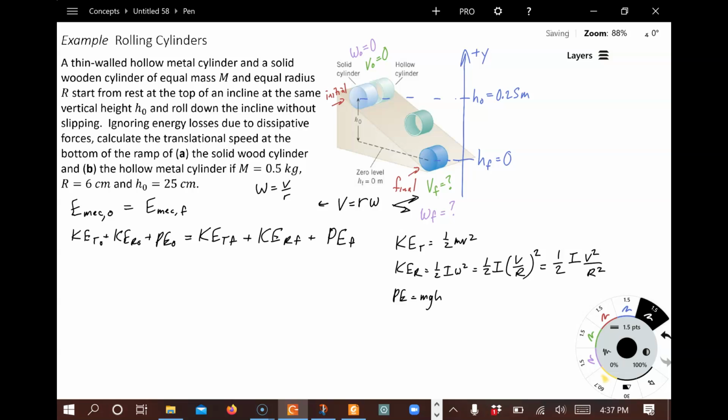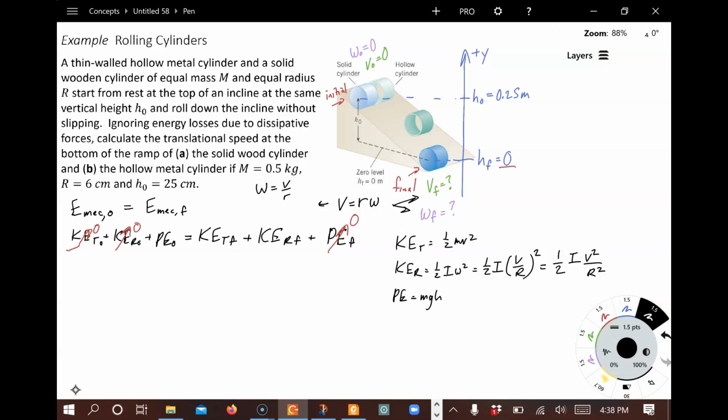So now we've got equations only in terms of the translational speed v. Let's see what we can cancel out. In the beginning at the top, we know that the kinetic energy is 0 for both types. And at the end, the potential energy, because of being back to 0, is 0. And so this is what we have at the moment.